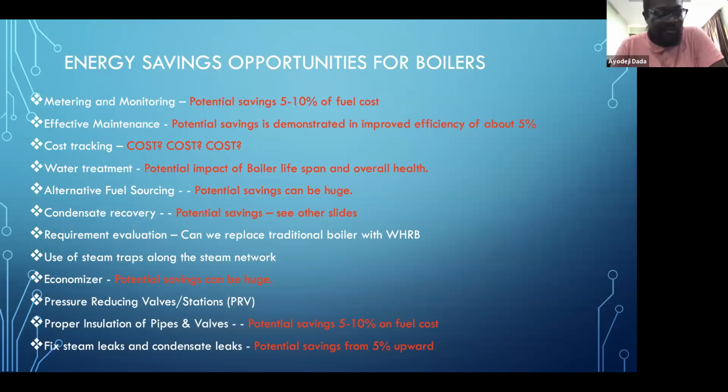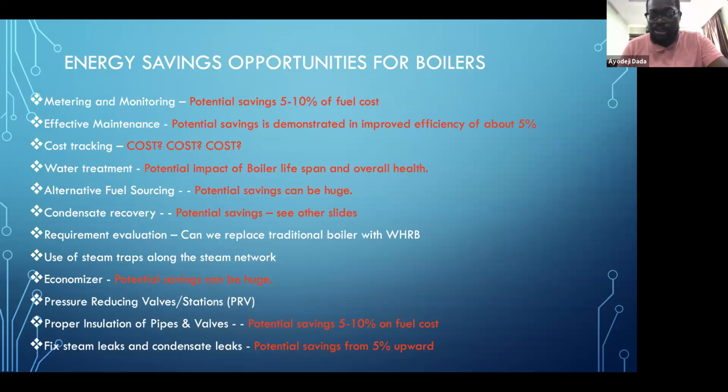Another one that I love among energy saving opportunities is proper installation of pipes and valves. You could be losing up to 5 to 10% on your fuel cost if you don't execute this. Also on the valves, we have situations whereby we insulate the pipes but we don't insulate the valves. The valve is also part of the steam network. Also, fixing of steam leaks and condensate leaks is a huge potential opportunity for us. There are huge potential savings here.